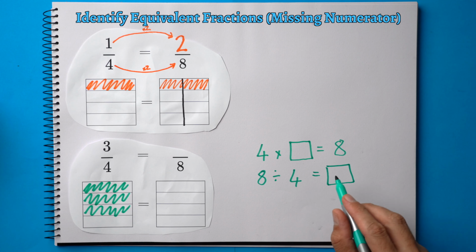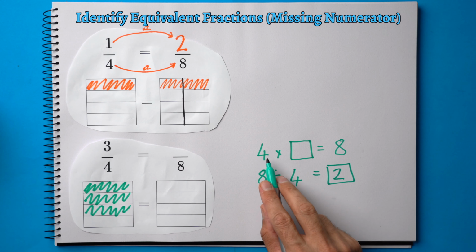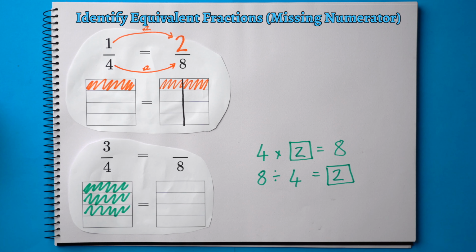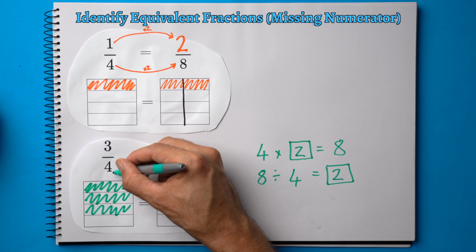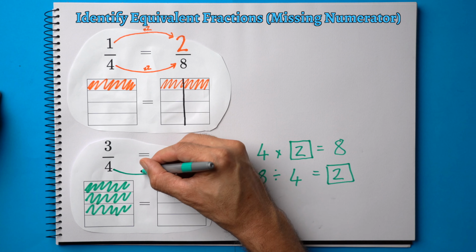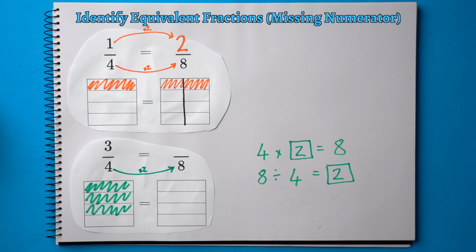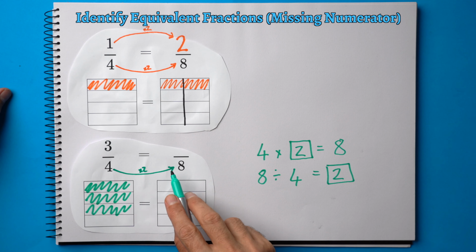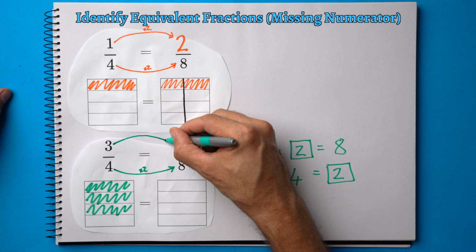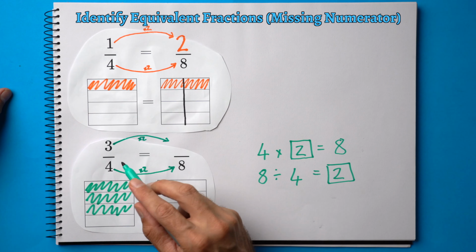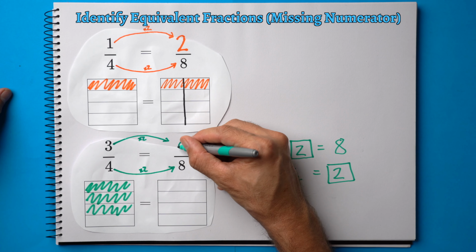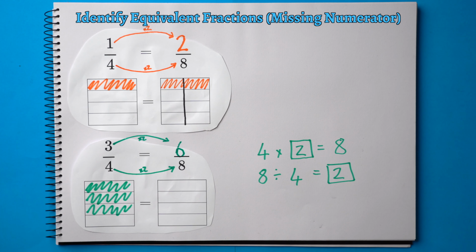And we know 8 shared between 4 is 2, or 4 times by 2 is 8. However you get this number 2 doesn't really matter. It's just we need to be able to get this number 2, which is our multiplying factor for this renaming. So it goes 4 to 8 multiplied by 2. And the same thing as before. If we've multiplied our denominator by 2, we also need to multiply our numerator by 2. So 3 times by 2 is going to be equal to 6. So we've got 6/8.